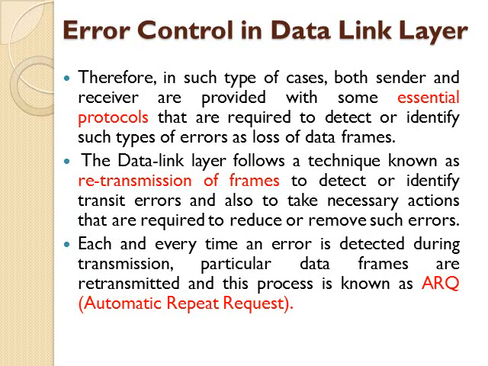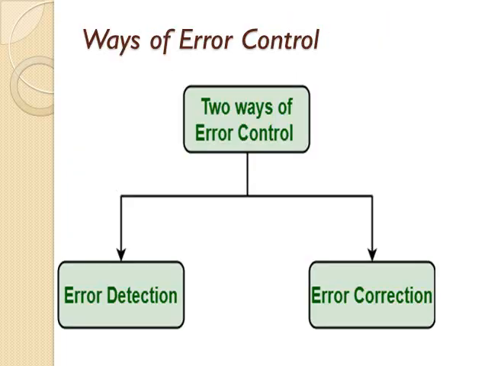Therefore, in such cases, both the sender and the receiver are provided with some essential protocols that are required to detect and identify such errors. Here, the data link layer follows a technique known as retransmission of frames to detect and identify errors during transit. Each time an error is detected during transmission, the particular data frames are retransmitted, and this process is known as automatic repeat request, that is ARQ.